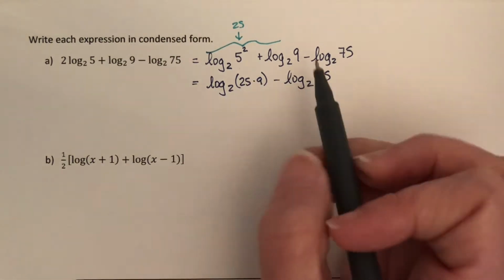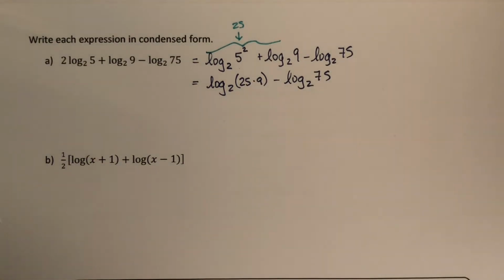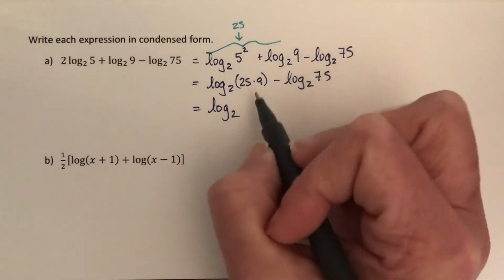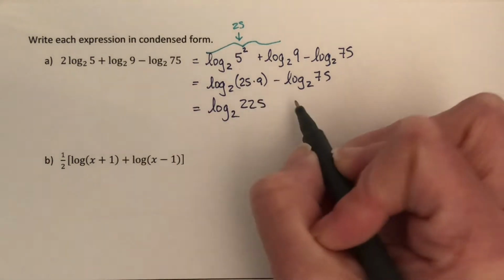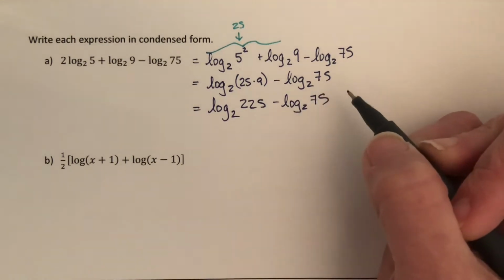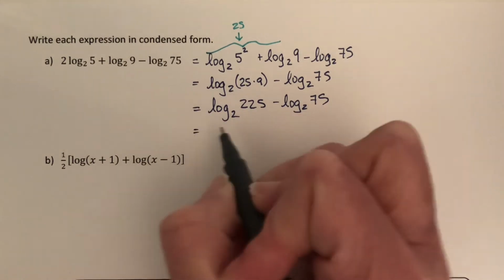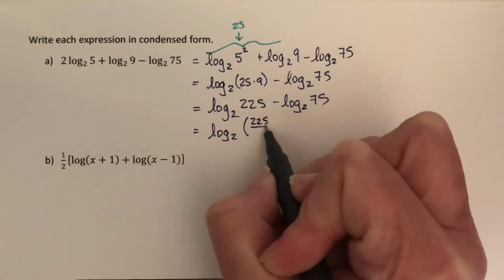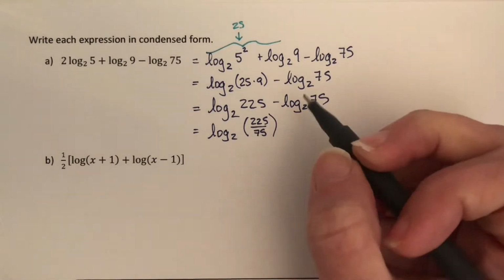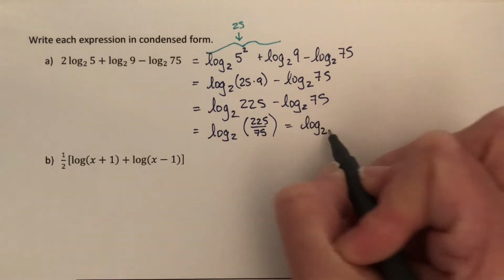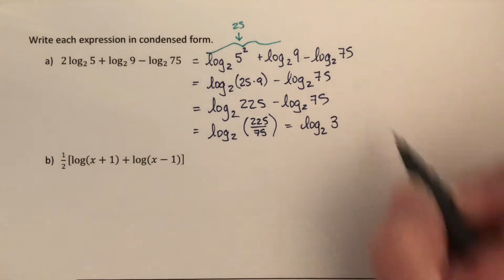Let's go ahead and do that. 25 times 9 is 225. And now we can combine these using division. If you do that division, you end up with log base 2 of 3.